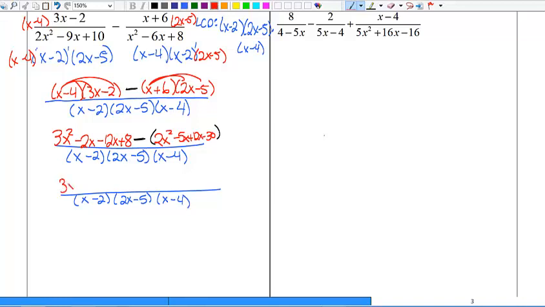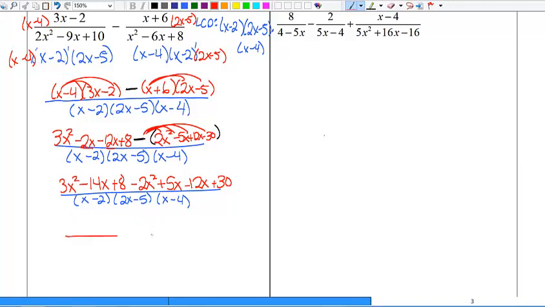So here I'm getting 3x squared. I can combine these two to get minus 14x plus 8. Then I'm going to distribute my negative all the way through to get minus 2x squared plus a negative times a negative is a positive 5x minus 12x plus 30. And then I can combine like terms.